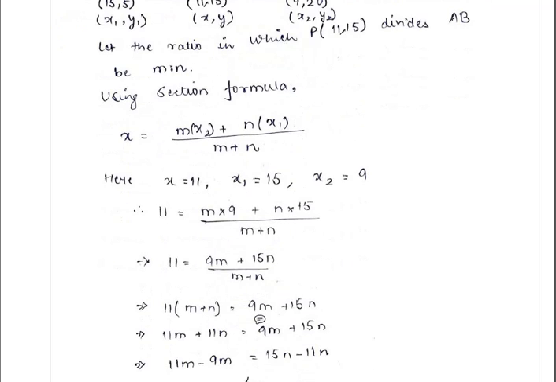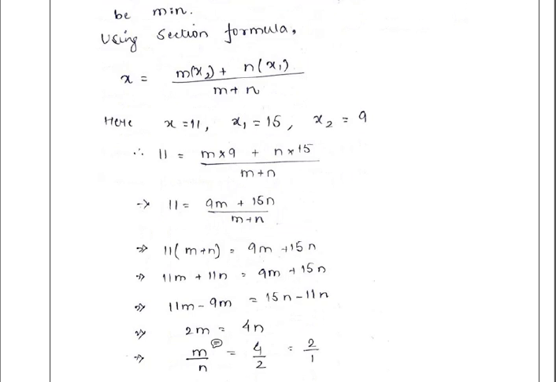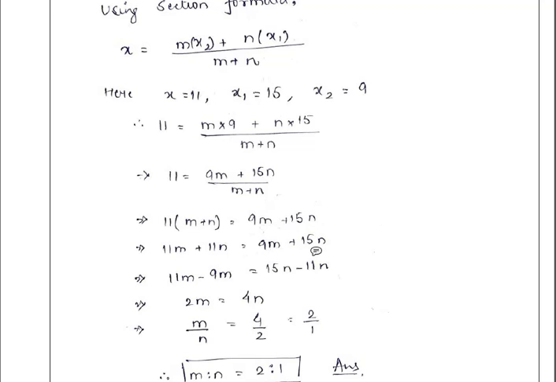What I will do is first multiply 9 into m, which is 9m. n into 15 is 15n. The next step, take this entire m plus n which is in division to here and make it multiplication. So it becomes 11 into (m plus n), and this is equal to 9m plus 15n. Now open up this bracket, it becomes 11m plus 11n, and this is equal to 9m plus 15n.